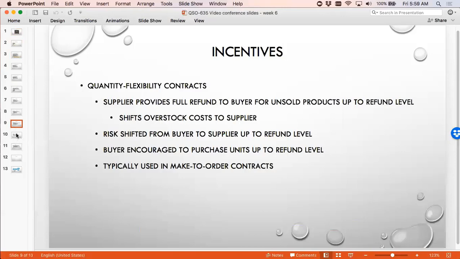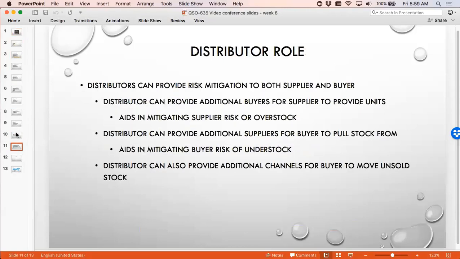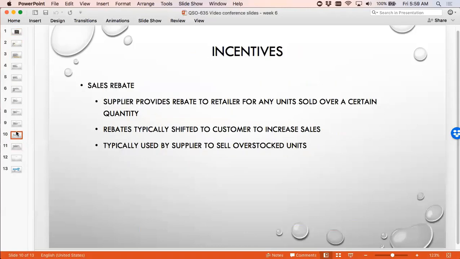So, now sales rebate, and this is the last one that I cover, maybe. Oh, okay, yeah, this is sales rebate. Basically, it provides a rebate to retail for any units sold over a certain quantity. This is the general rebate strategy. So the supplier says, hey, look, we have a whole bunch. For any units sold over a certain amount, we'll provide a rebate. And you know how the rebates work. We had a very lengthy discussion in the discussion questions about how rebates work.